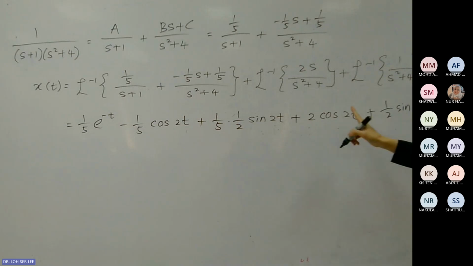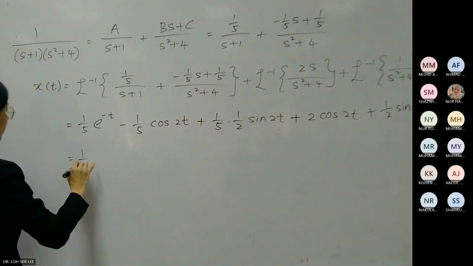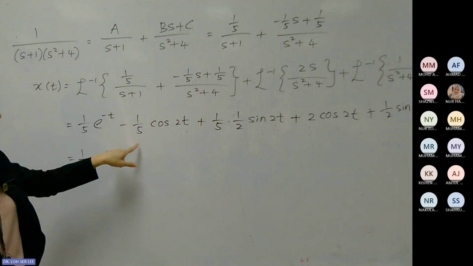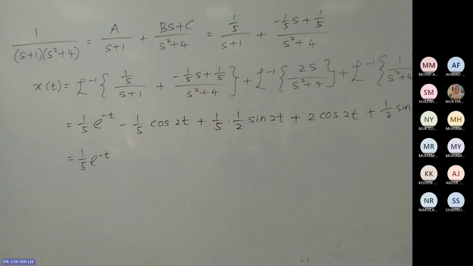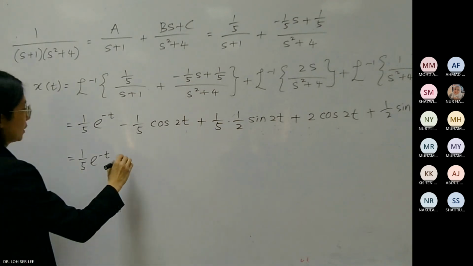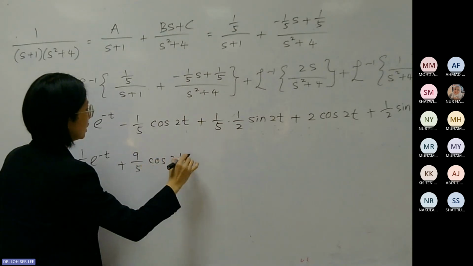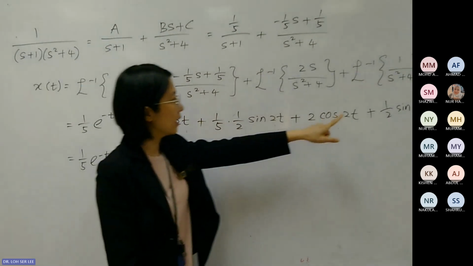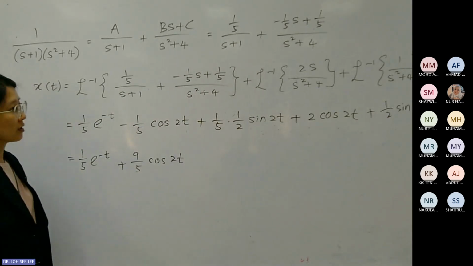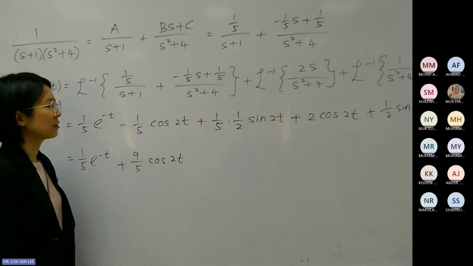So this one you can combine with this one. The one with cos 2t: minus 1 over 5, plus 2, so you get 9/5 cos 2t. Then 1/10 and 1/2, so 6/10. 6/10 means 3/5.